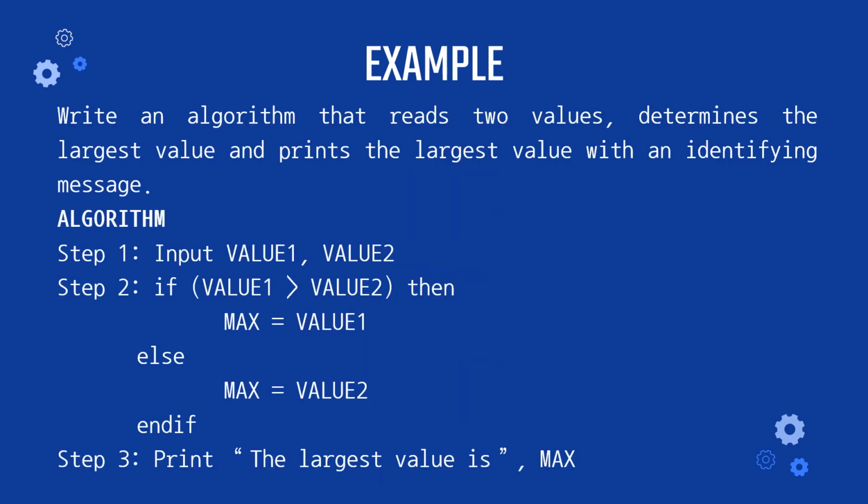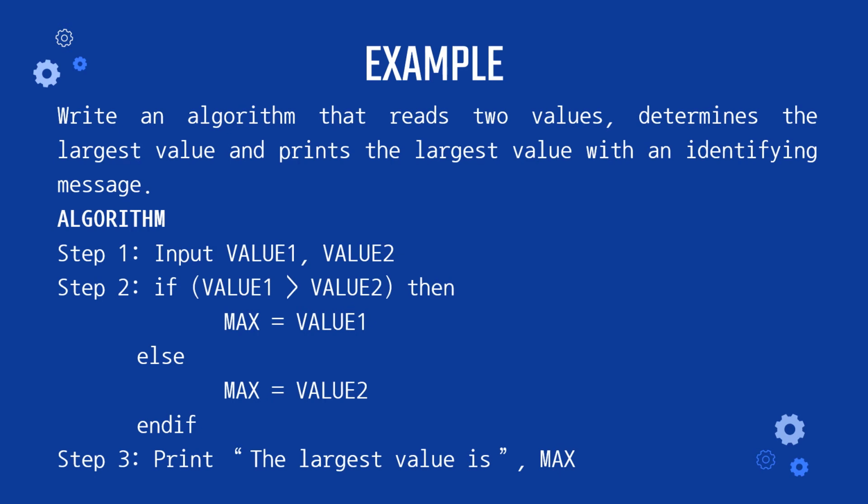Next naman po. Write an algorithm. Ayan, meron na siya. Given na. So, draw a flowchart that reads the two values, determines the largest value, and print the largest value with an identifying message. So, ito po yung algorithm natin. Input value 1 and value 2. So, kapag sa flowchart, pwedeng V1 at saka V2 na lang yan para at least mas mabilis.